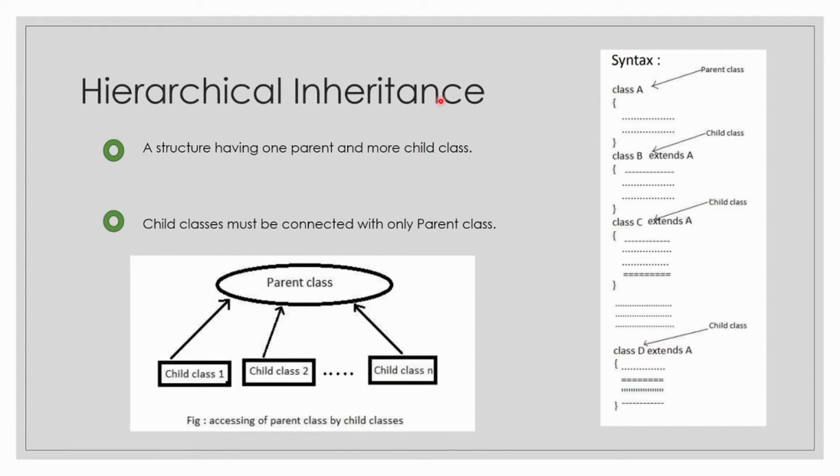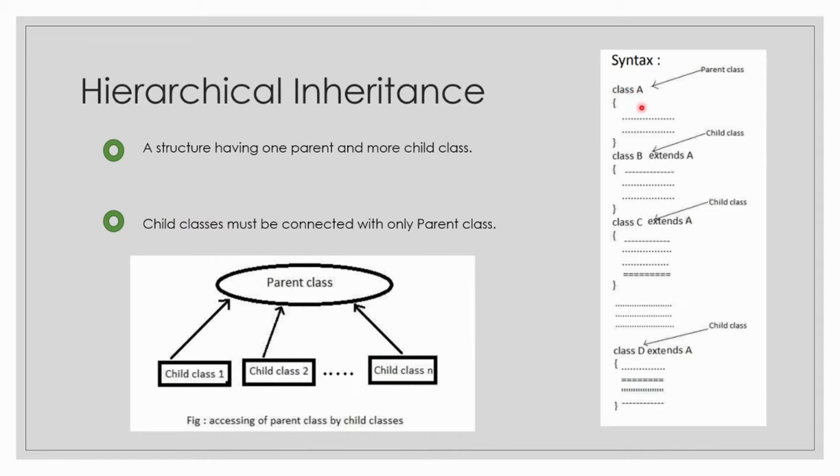Hierarchical inheritance is like having one parent and more child classes. So there will be more child classes, and the child classes will be the intermediate classes in these cases. There will be n number of child classes inheriting properties from basically one parent class. So child classes must be connected with only one parent class.